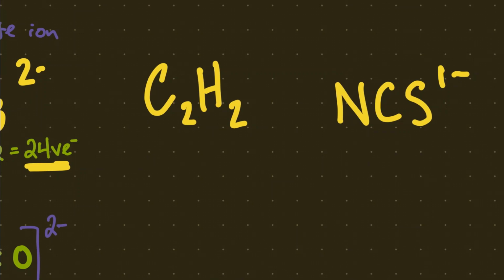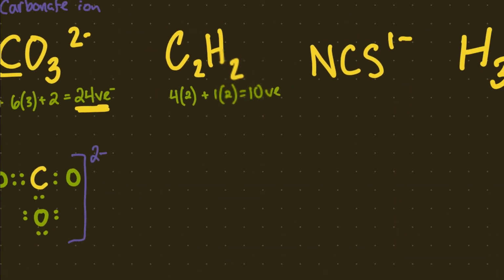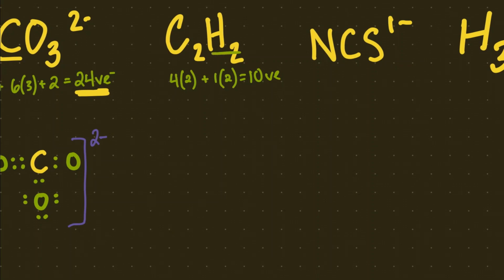Anyway, C2H2 is the next one. This one is not a polyatomic ion. You can tell because it has no charge up here, so I don't need to add or take away any electrons after I count up my valence electrons. My carbons have 4 each, and I got 2 of them, plus my hydrogens have 1 each, and I got 2 of those. So that's 8 plus 2 is 10 valence electrons. I know that my hydrogens can never go in the middle, so I'm going to put my 2 carbons in the middle like that, and my hydrogens on the outsides.